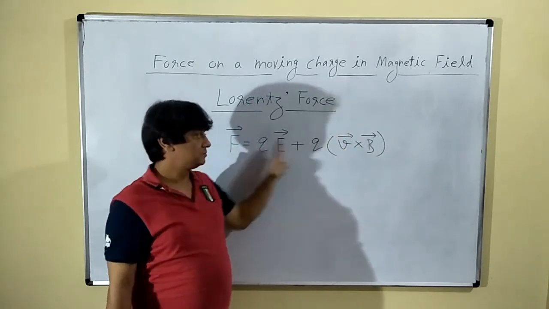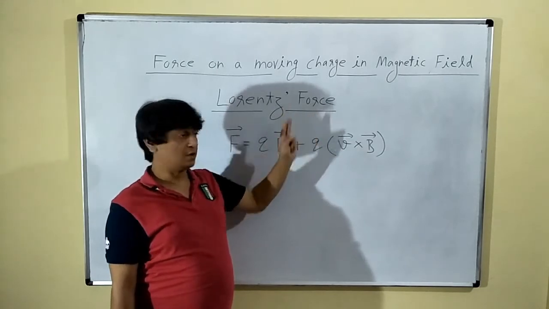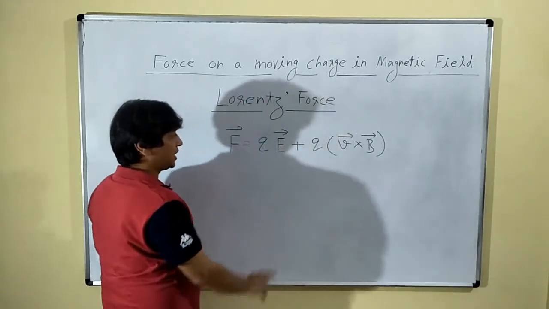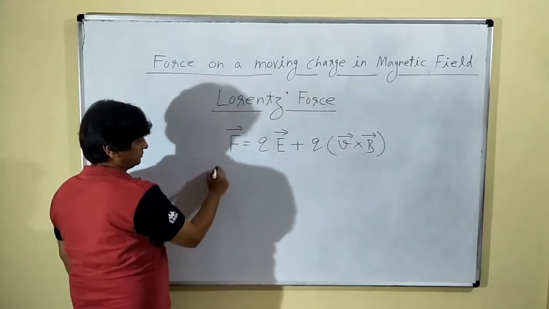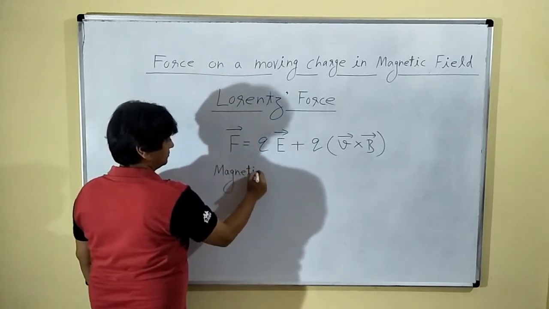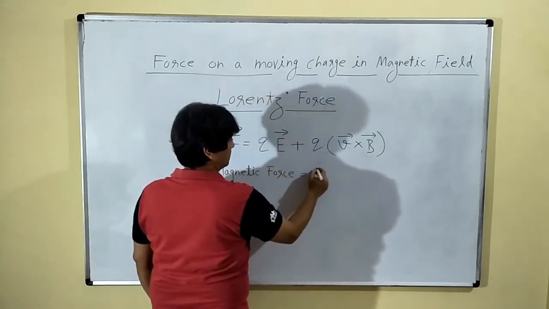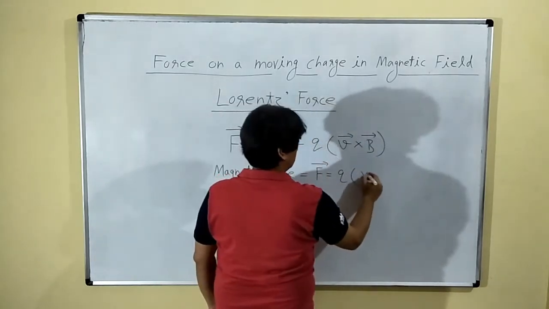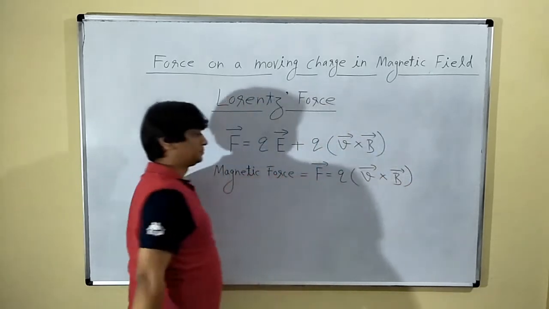This complete form is called Lorentz force. Remember, the complete form is called what? Lorentz force. But right now we are interested only in this part. So let's focus on the magnetic force only: Q times V cross B.